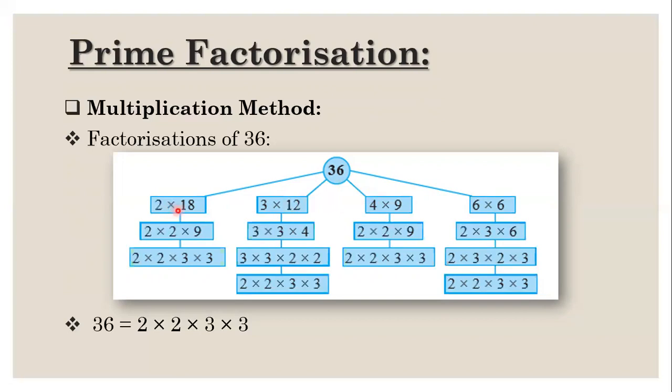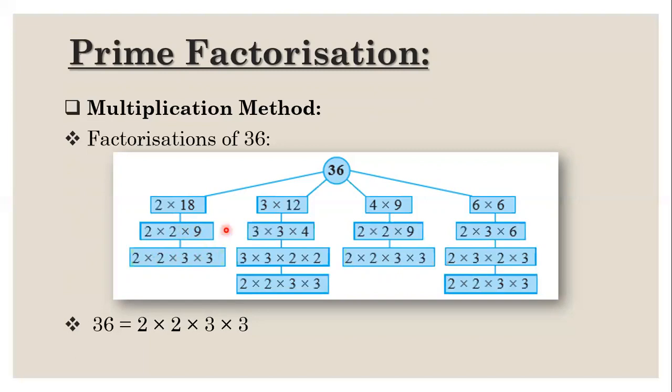Okay? First 2 into 18. Here 2 is the prime number and 18 is the composite number. So if any of the factors is a composite number, again we will split it. So 18 we can split as 2 into 9. Again here 9 is a composite number. So we will continue the splitting. 9 we can write as 3 into 3. That means on prime factorization of 36, we will get 2 into 2 into 3 into 3.